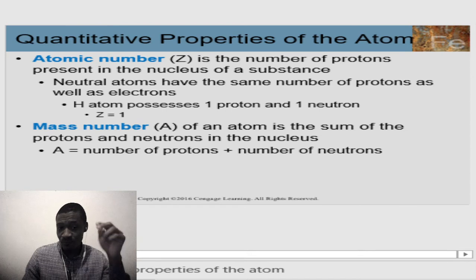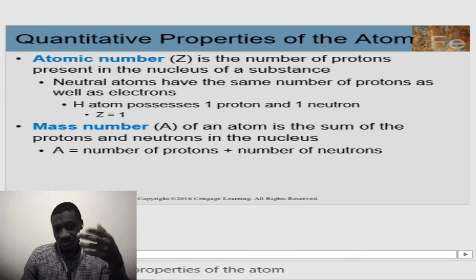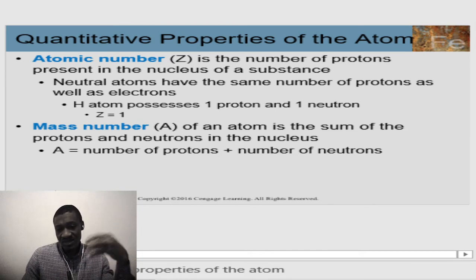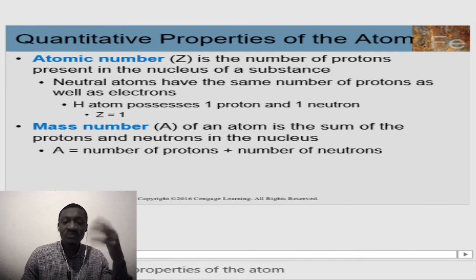Don't confuse it for A, because it seems like atomic number should have been A and mass number should have been Z. No, it's the reverse. So Z is what is used to denote the atomic number, and it's the number of protons present in the nucleus of a substance. Notice that we use the number of protons for a reason, because the protons are in the nucleus. It cannot change, the electrons can change. So that's it for that. Just quickly go down to the mass number.